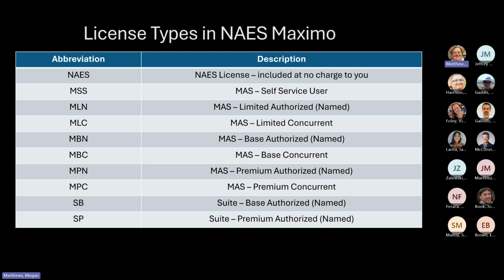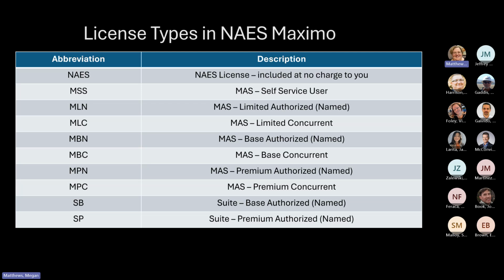MLN, mass limited authorized or named. MLC, mass limited concurrent. So we tried to make these as easy to understand as possible, but you can go through and get a brief look of exactly where people are, how their usage is qualified, and then make sure that that matches with what you think you should be.